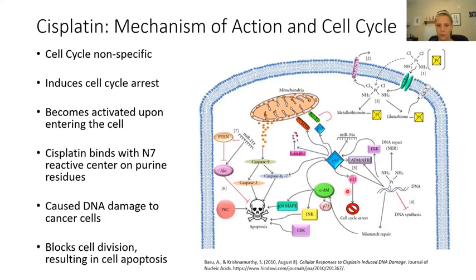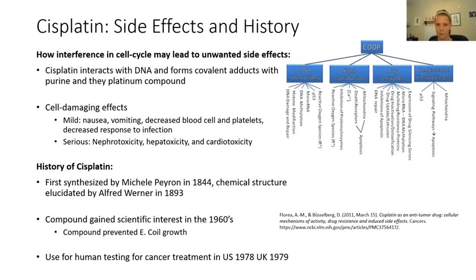Interactions within the cell cause cell cycle arrest and DNA damage that it's not able to repair, and then apoptosis. So looking at the side effects and history of cisplatin. Cisplatin interacts with the DNA and forms covalent adducts with purine and the platinum compound. This includes cell damaging effects.